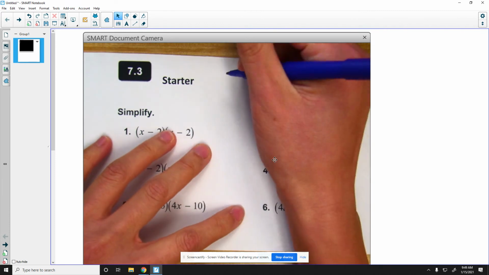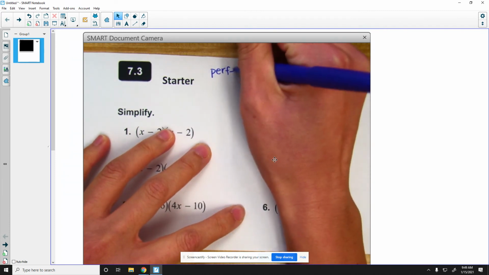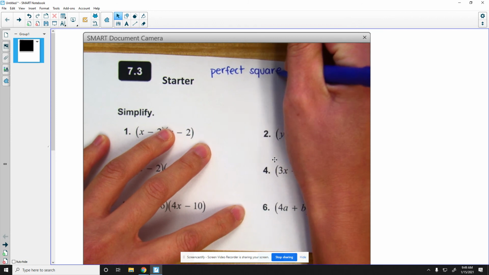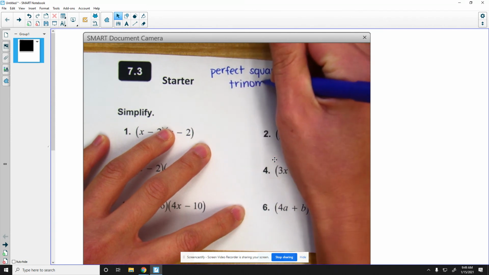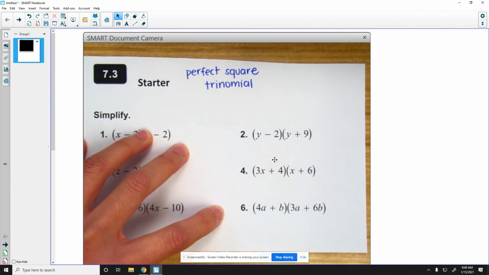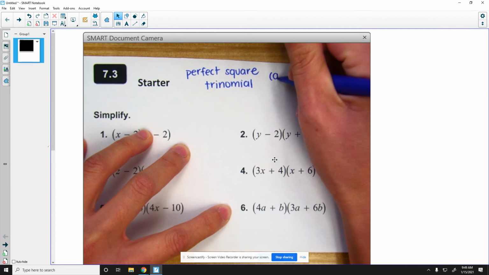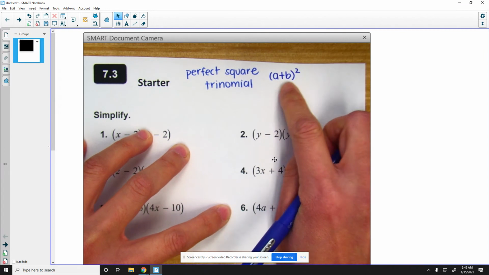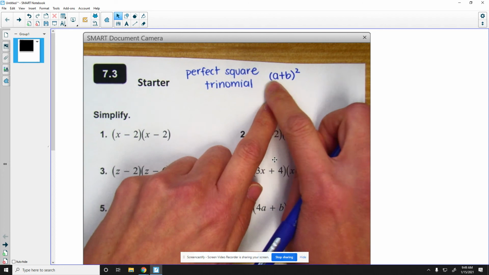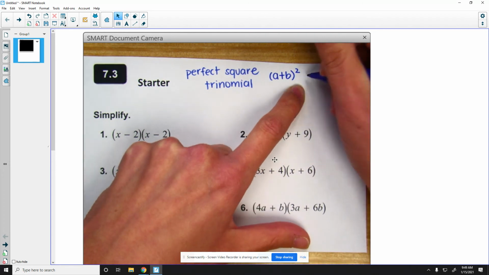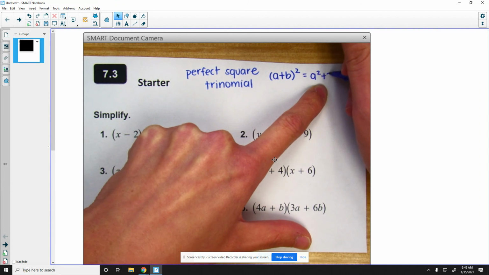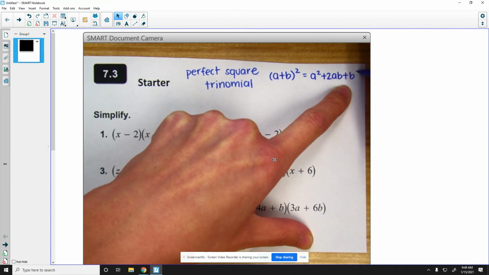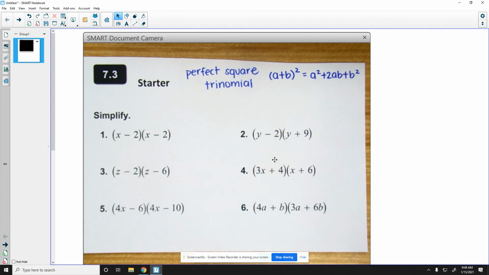So the first one is called a perfect square trinomial. And that's when you have, so I'm going to write the thing first. So when you have like something plus something squared. So like, in other words, something plus something times something plus something. So what that's going to equal then is a squared plus 2ab plus b squared. So I promise it will make sense. So let's see if there's any perfect square trinomials in here. Darn it, there are no perfect square trinomials.